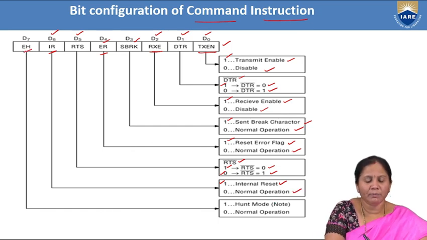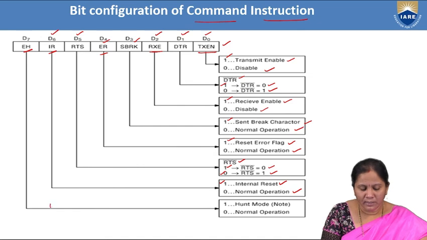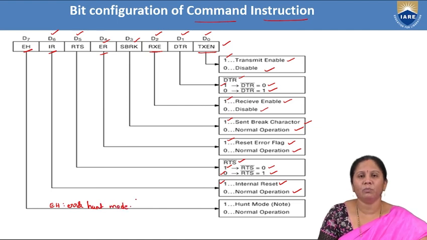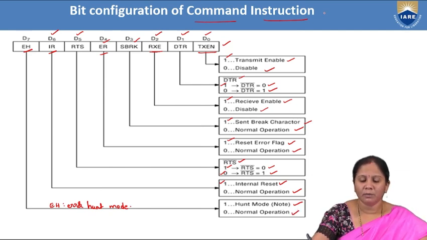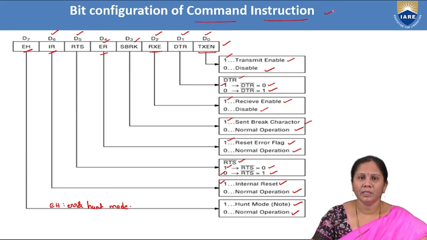And here the D7 bit is EH. Here EH represents error hunt mode. This is one of the modes for finding errors. If that bit is 1, it will be operating in the error hunt mode. If it is 0, normal operation. This is the bit configuration of the command instruction.